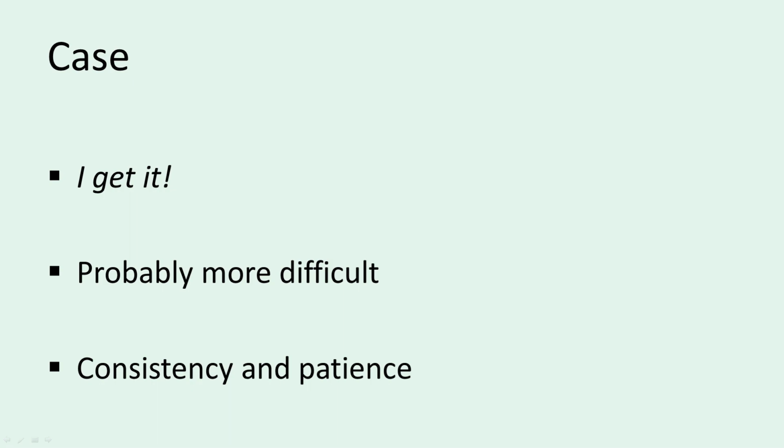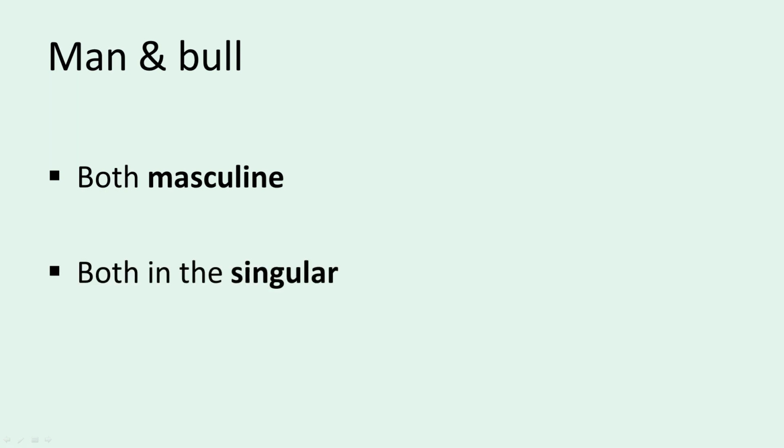Okay, now let's have a look at why I said cases are probably more difficult than you think if this is the first time you're hearing about them. I chose the man-bull example on purpose to make the explanation straightforward and easy to understand. What you should know is that the words man and bull are both masculine. Case endings change with gender, and Slovene nouns are either masculine, feminine, or neuter. Note that they're also both in the singular, and the singular endings differ from those of the dual and plural.